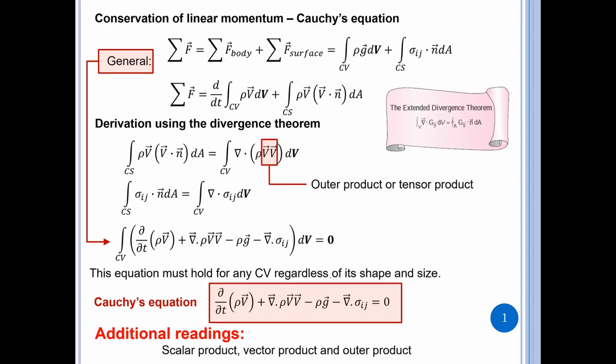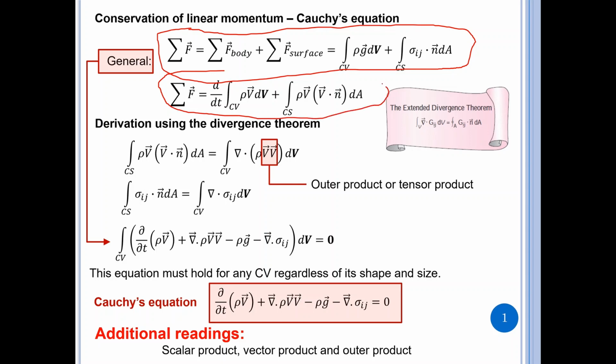Today we are going to learn about Cauchy's equation. Cauchy's equation is also known as conservation of linear momentum. We have derived these two equations already. This one we derived by summation of body and surface forces, and the other one we derived using Reynolds transport theorem. Before continuing, I will go through how we derived these two equations.